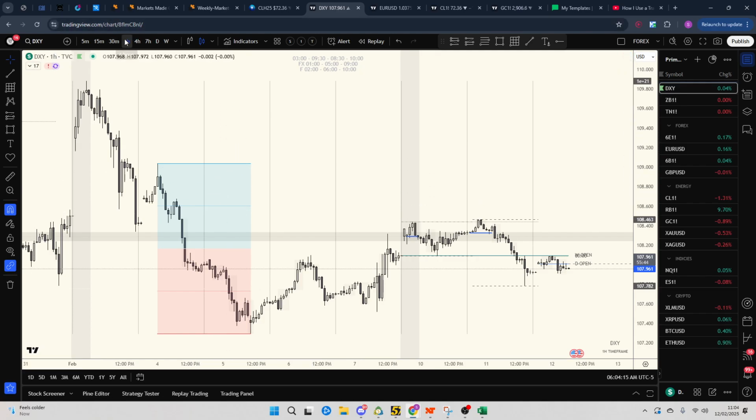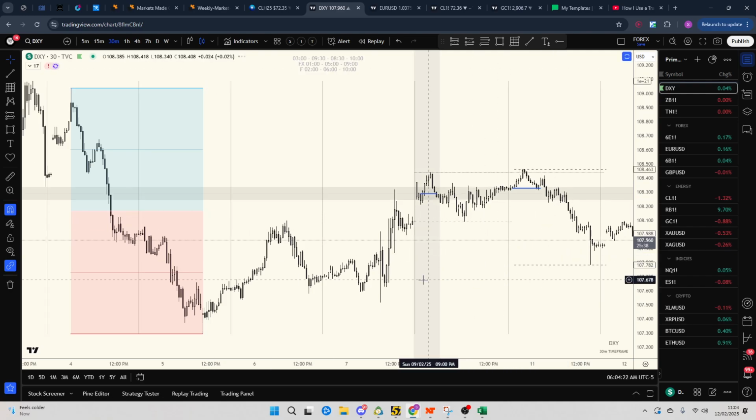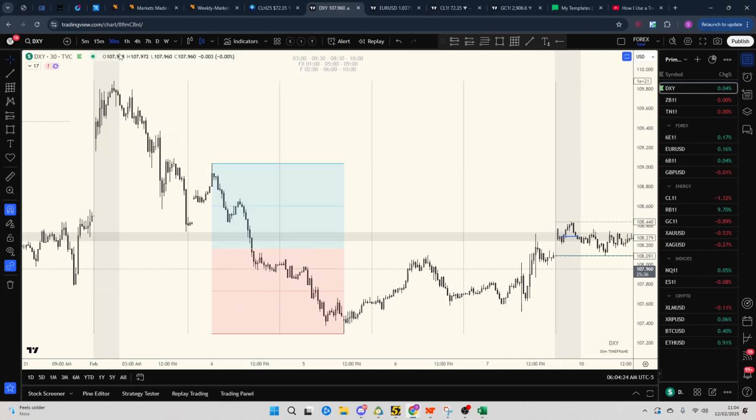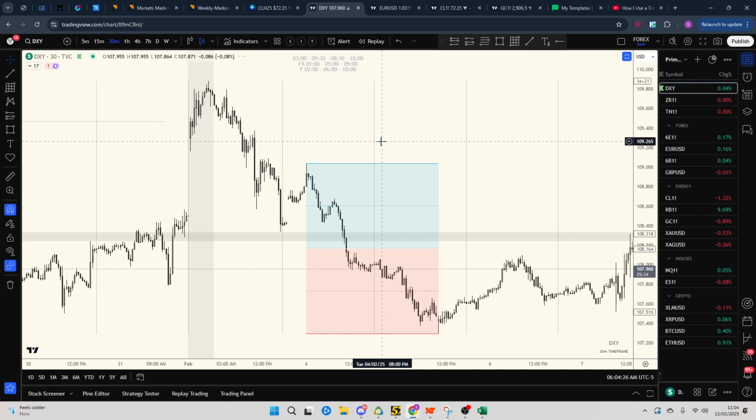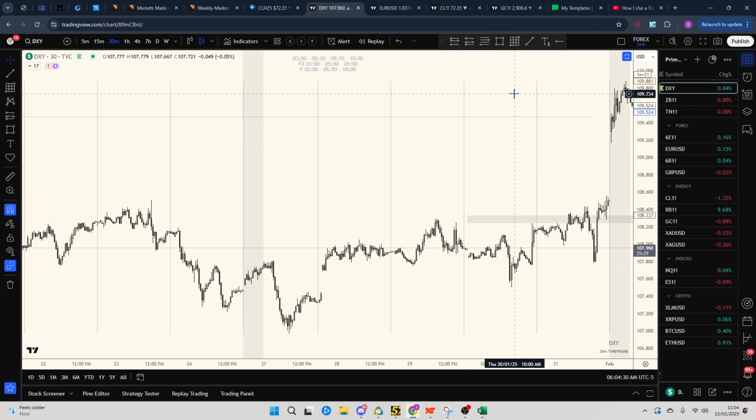You want to be using mostly 1 hour and lower ranges. If we have a look at the 30 minute, you can see the 30 minute internal ranges much clearer. So let me find a couple of examples.